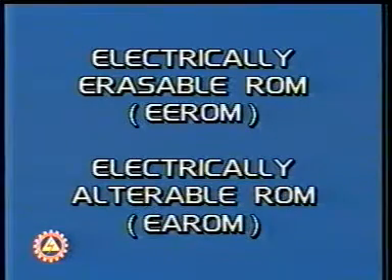The contents of electrically erasable ROM, abbreviated as EEROM, can be erased by the application of electrical pulses. This is also known as electrically alterable ROM, abbreviated as EAROM. Here, contents may be erased electrically and programmed in circuit.